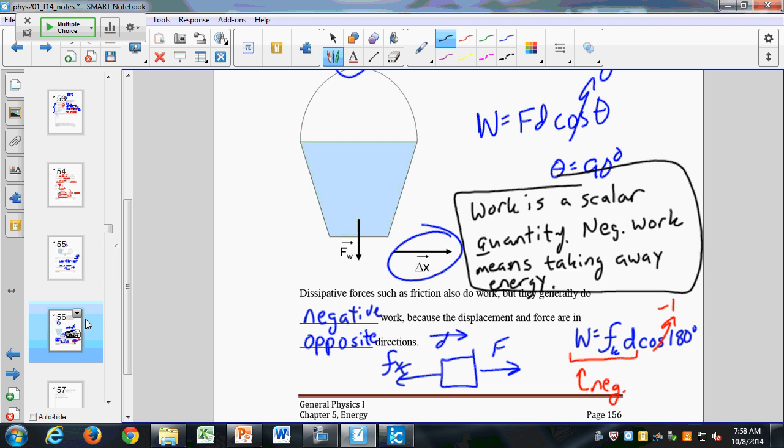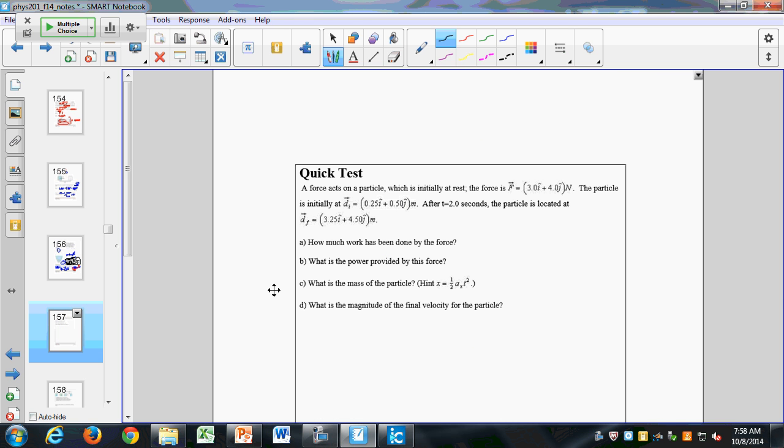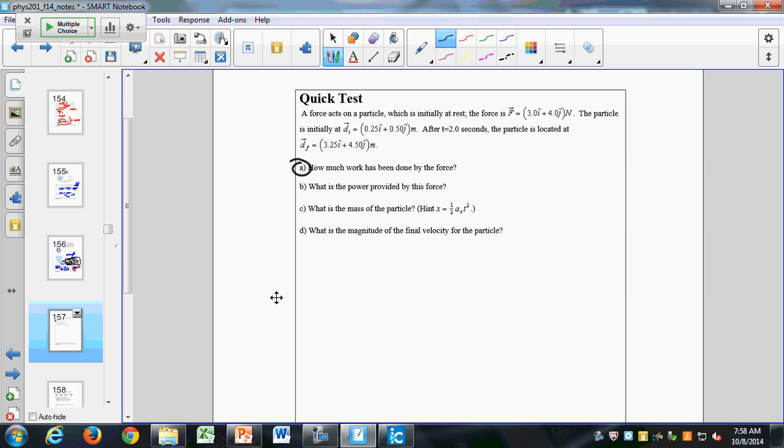All right, let's look at this next question. We're just going to do part A of this next question, where you do the dot product of the two vectors. We haven't gotten to the other definitions yet, so let's just do part A. I have a force vector, and then I give you the initial and final displacement, and I want to know how much work has been done by the force. So go ahead and do part A. We'll come back later and do parts B, C, and D.